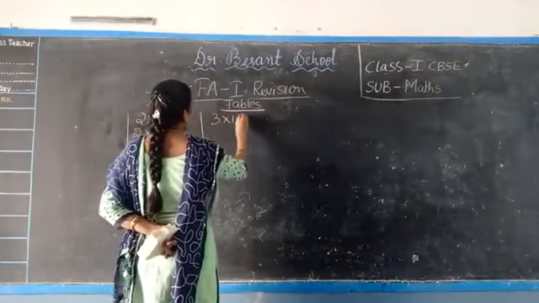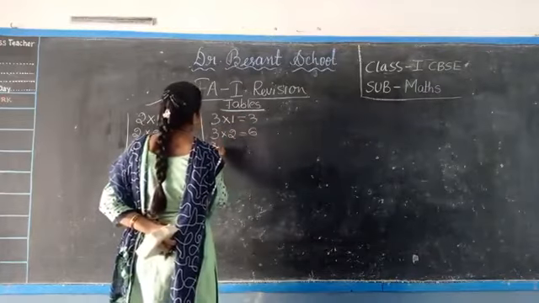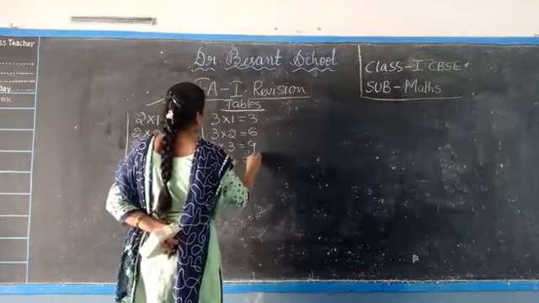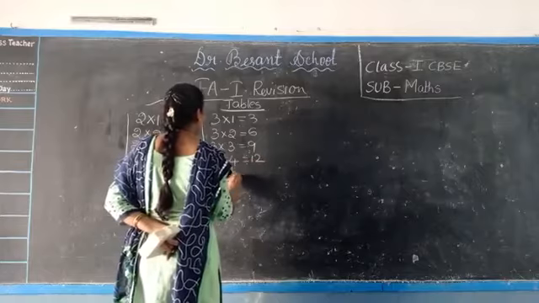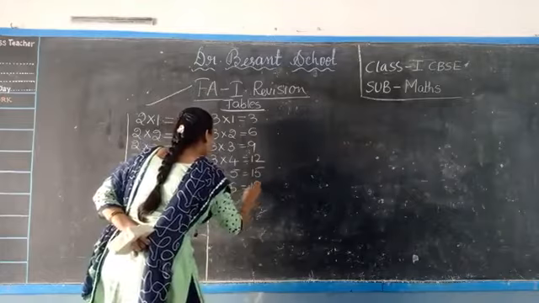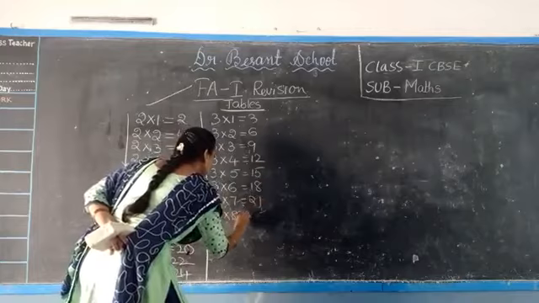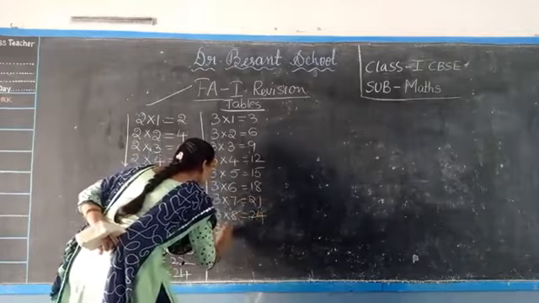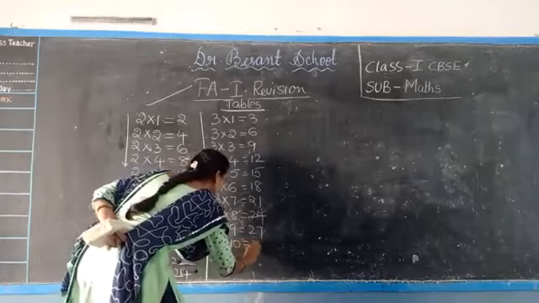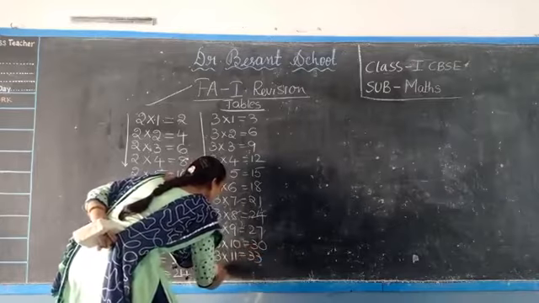Okay. So now 3 ones are 3, 3 twos are 6, 3 threes are 9, 3 fours are 12, 3 fives are 15, 3 sixes are 18, 3 sevens are 21, 3 eights are 24, 3 nines are 27, 3 tens are 30, 3 11s are 33, 3 12s are 36.